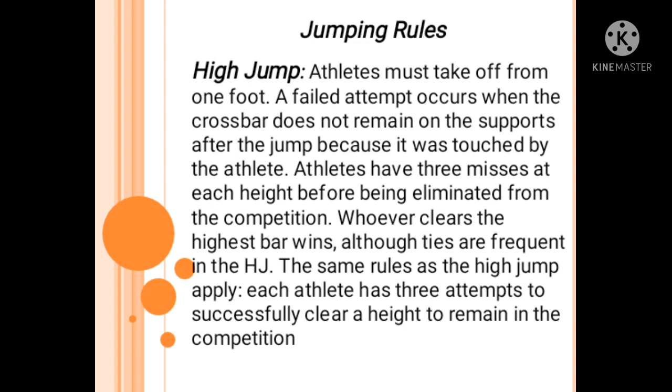Jumping rules. High jump. Athletes must take off from one foot. A failed attempt occurs when the crossbar does not remain on the supports after the jump because it was touched by the athlete. Athletes have three misses at each height before being eliminated from the competition. Whoever clears the highest bar wins. Although ties are frequent in high jump, the same rules apply. Each athlete has three attempts to successfully clear a height to remain in the competition.